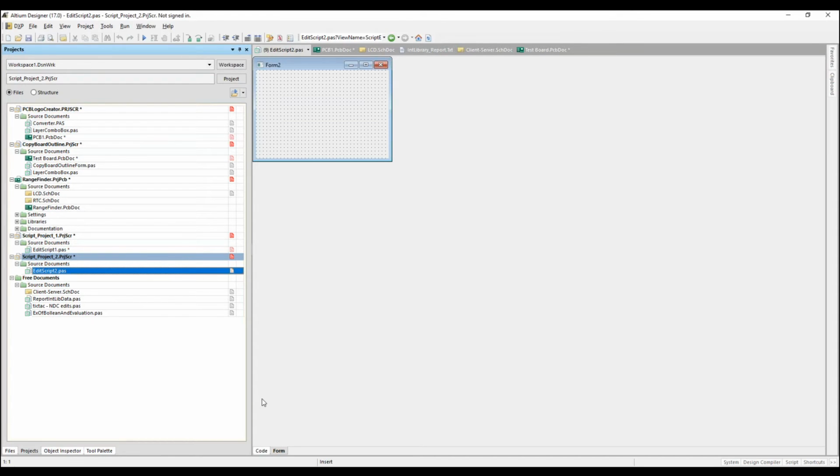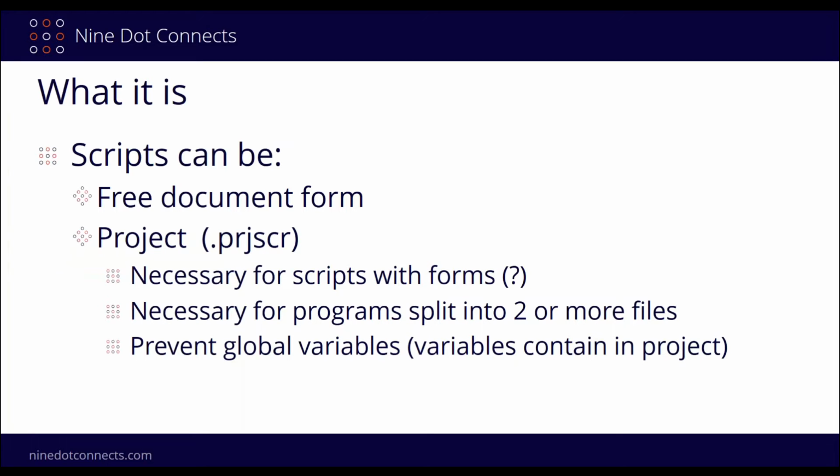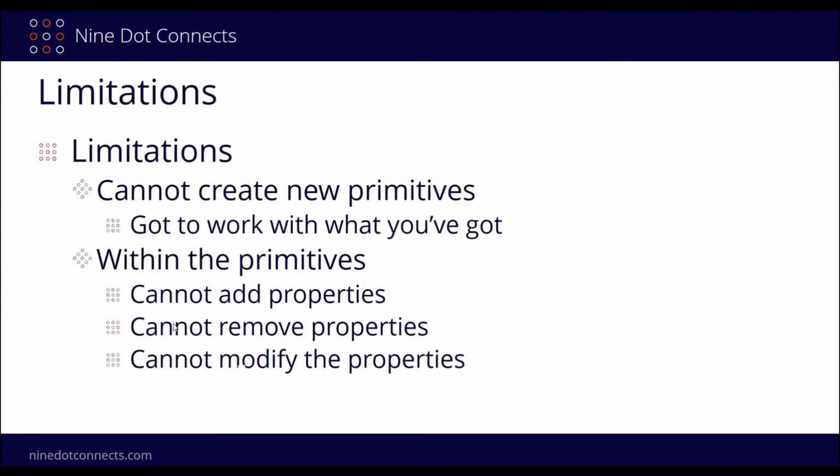All right, now the limitations. One of the things is a lot of people look at the scripting thinking that they can somehow improve Altium by adding maybe new primitives, or what we consider to be primitives. And there are actually some pretty big limitations to this. First and foremost, you can't create new primitives. And then secondly, within the primitives themselves, you can't add, remove, or modify properties.